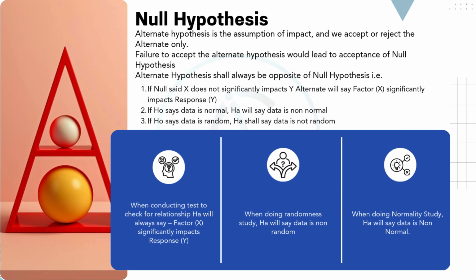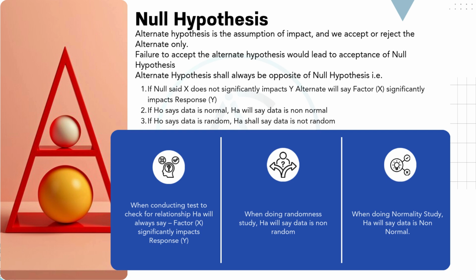1. If H0 says X does not significantly impact Y, then HA will say X significantly impacts Y. 2. If H0 says data is normal, then HA says data is not normal. 3. If H0 says data is random, then HA claims data is not random. These opposing pairs help us define the direction of the hypothesis test.